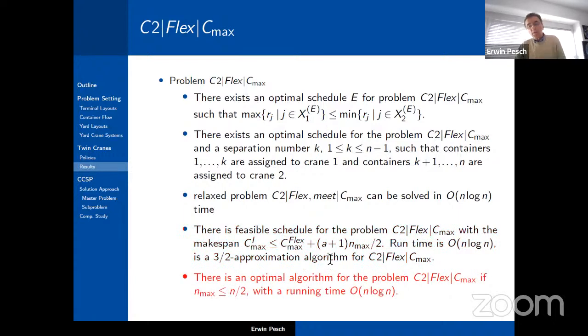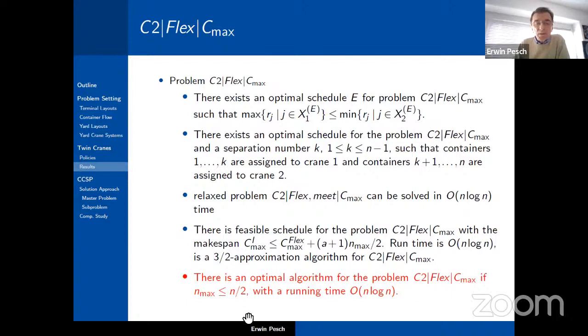But in certain situations, you can even do better. In certain situations, if the maximum number of containers that will be dropped in one bay is at most half of the number of containers that are carried anyway, then you can even do better. Then you know you have at least 50% of the containers that are not going to the critical bay. They are dropped before the crane reaches the critical bay.